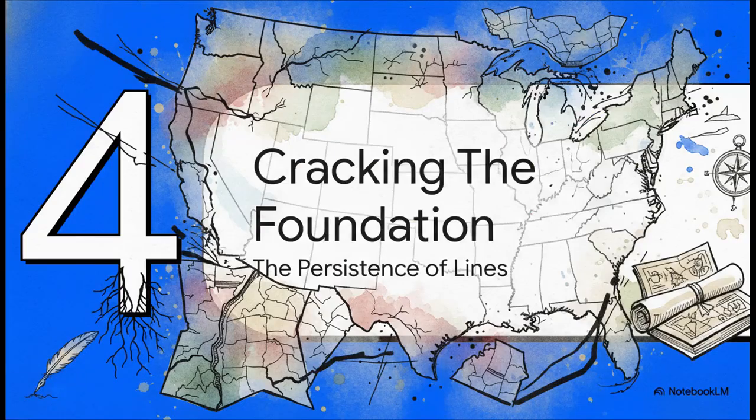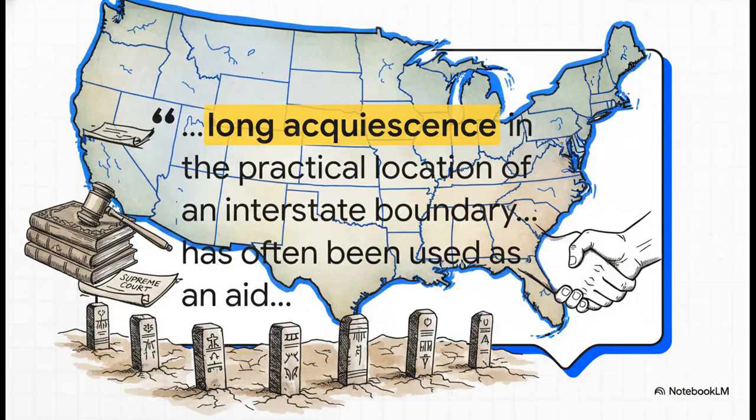Okay, so if these lines were just drawn up by people arguing, why can't we just redraw them, right? Why are they so darn persistent, even when they're based on centuries-old conflicts or straight-up mistakes? Let's dig into why that hardened cement is so incredibly hard to crack. The short answer is that the entire system is designed to reward stability.